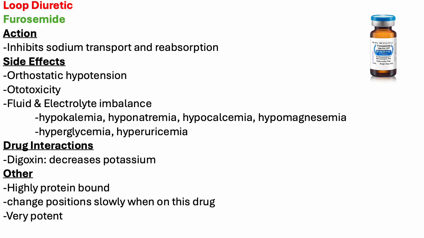Next we have the loop diuretic, and the drug is furosemide. The action of this drug is to inhibit sodium transport and reabsorption. Side effects for this drug are going to be orthostatic hypotension and ototoxicity, which is very important for furosemide, where you want to administer the drug slowly. Hearing loss could occur with administering furosemide fast. And then you could also have fluid and electrolyte imbalance.